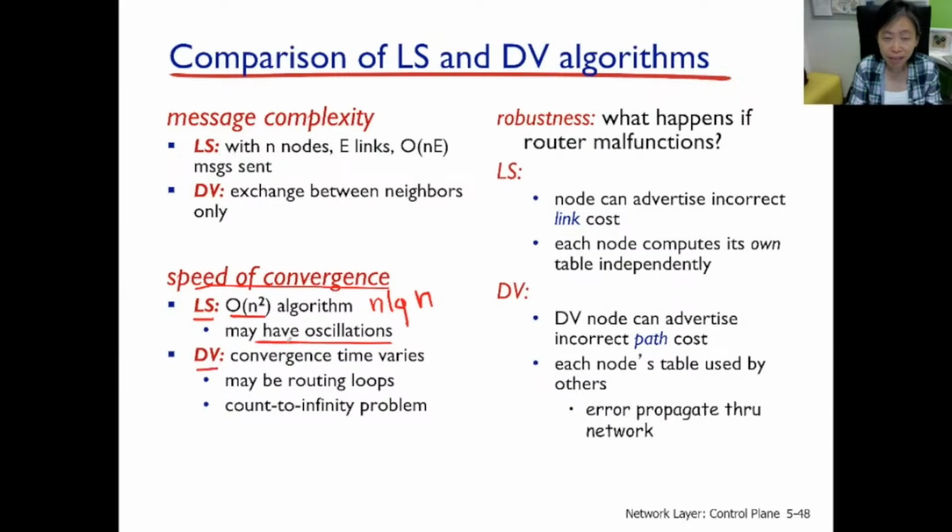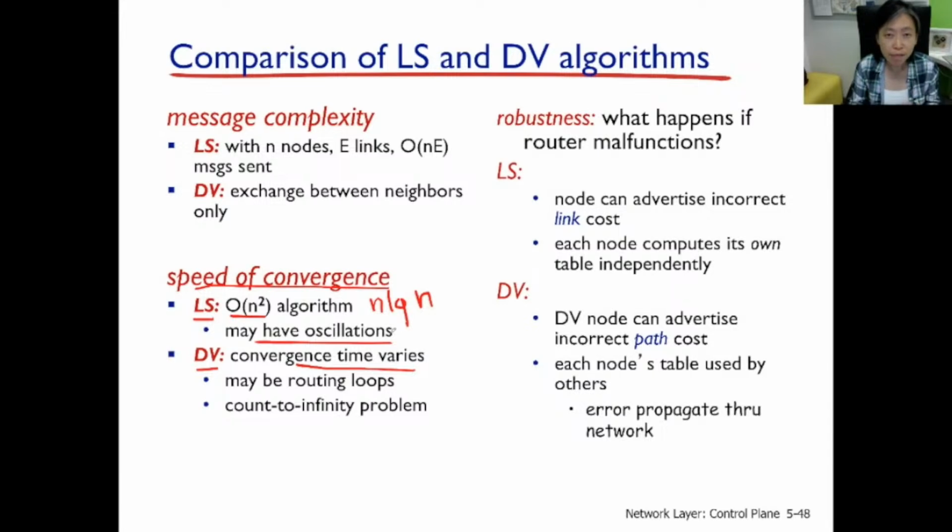On the other hand, in distance vector, the convergence time varies. In some of the earlier examples we saw, in a 2-hop network, it takes only 2 cycles to converge. So if you think about it, the convergence time for a network is pretty much on the scale of the diameter of the network. But that is actually in the ideal situation.